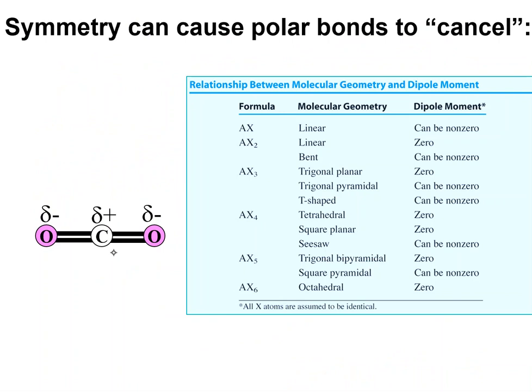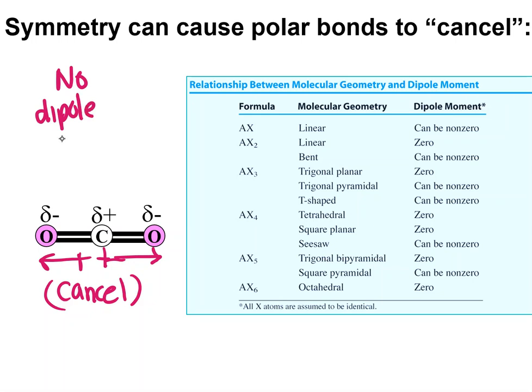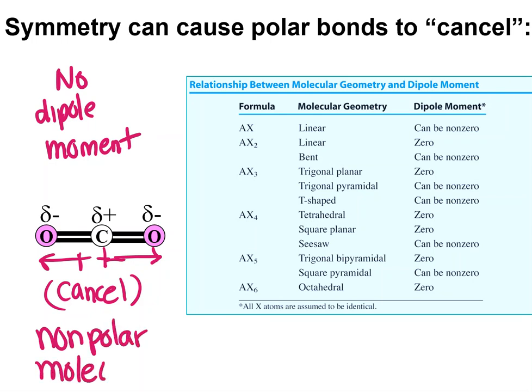Sometimes you have polar bonds that kind of cancel. So this oxygen is more electronegative, so this definitely has a polar bond going out each way, but they're kind of opposite. You can think of it as they cancel. It doesn't have a positive end and a negative end, so we say this has no dipole moment, and so this is a non-polar molecule. Again, this is a little bit of a strange thing because you have polar bonds, but because they're oriented opposite each other, they cancel, so the molecule as a whole is non-polar.